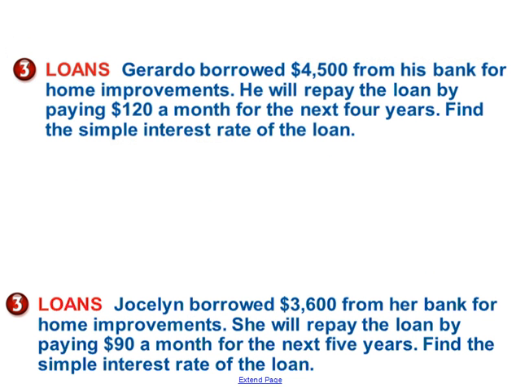Couple more problems. Geraldo borrowed $4,500 from his bank for home improvements. He will repay the loan by paying $120 a month for the next 4 years. Find the simple interest on the loan. So this time we're looking for the percentage rate. The first thing I need to know is how much did he pay back? He paid $120 a month for 4 years. So 4 years would be 48 months. So he paid back 120 times 48. He paid back $5,760.